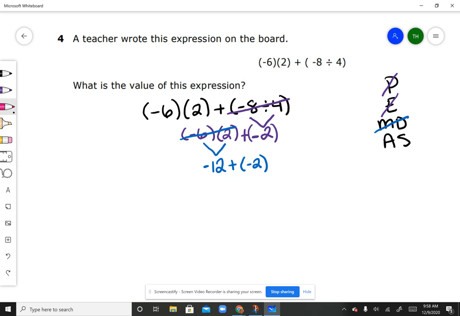Next is adding and subtracting from left to right. I have -12 plus -2. I know if I'm adding integers with the same sign, I simply add and keep my sign. 12 plus 2 is 14. They are negative, so I'm going to keep my sign. So my answer is -14.